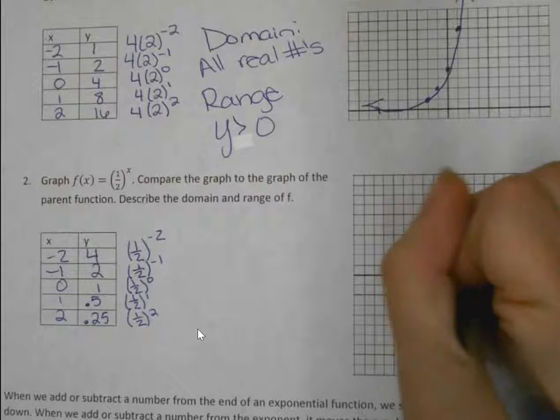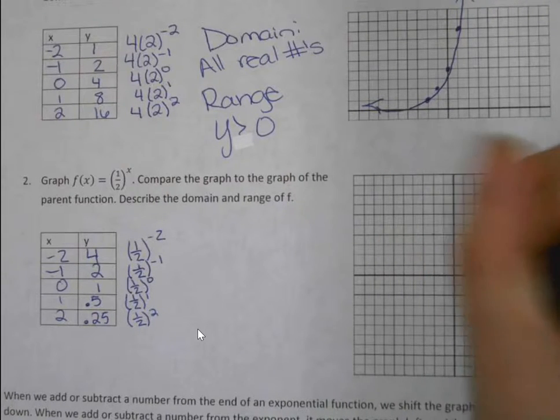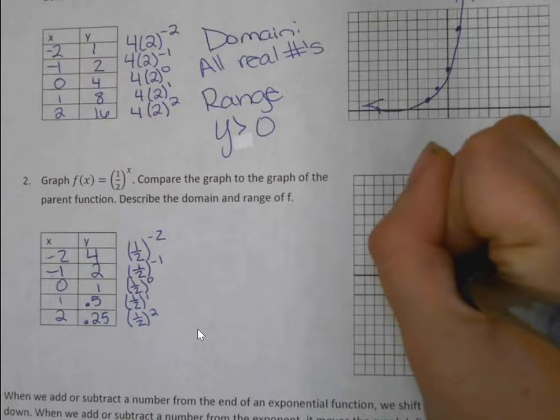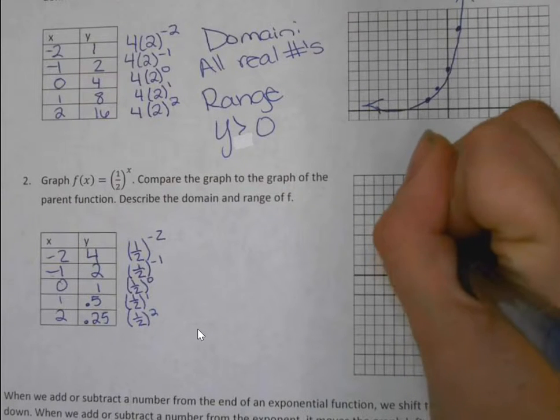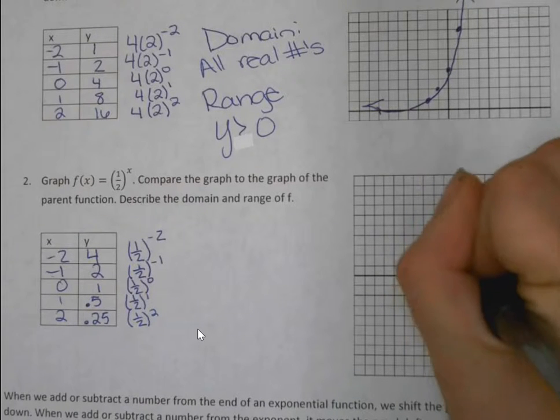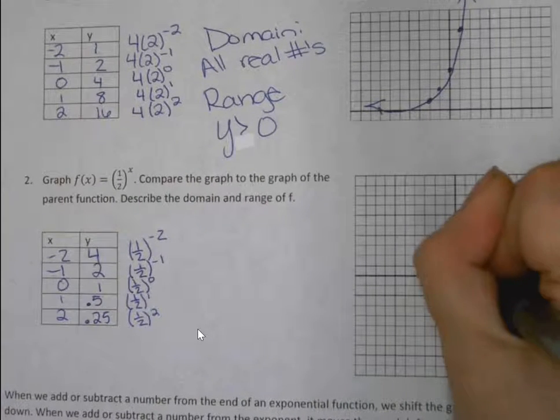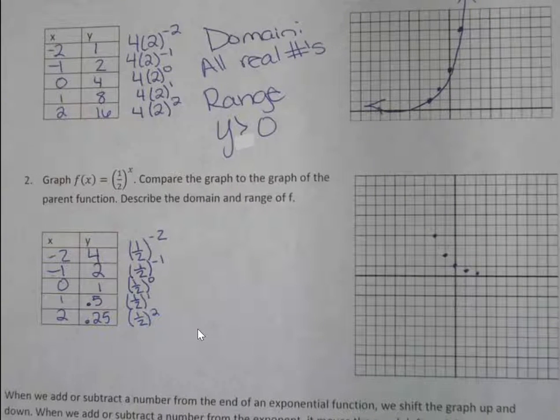I have -2, 4. Then I have -1, 2, 0, 1, 1, and 0.5. So remember 0.5 is in between 1 and 2. And then 0.25 is in between 0 and 0.5. So this one we can see a little better how it keeps curving around the black line.